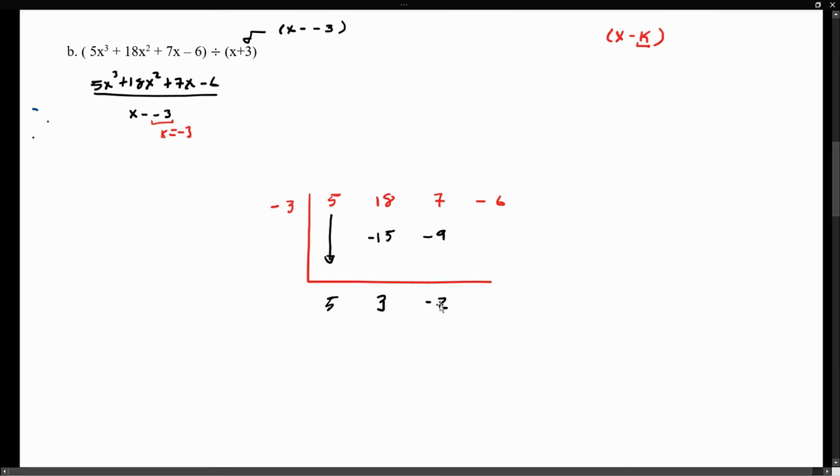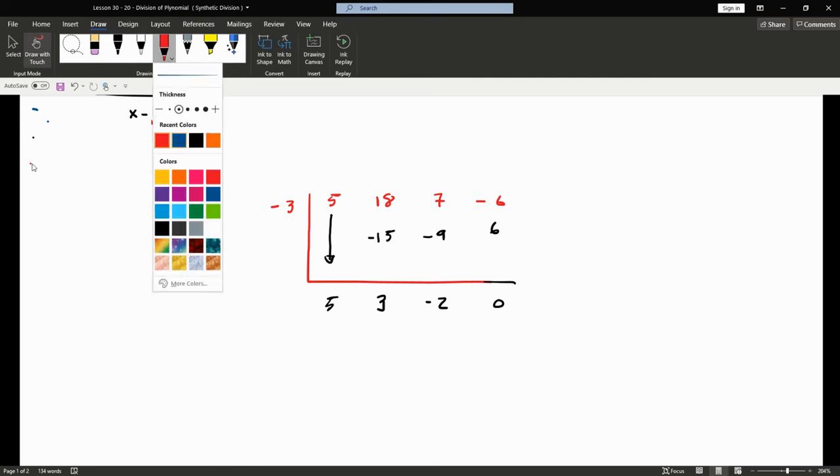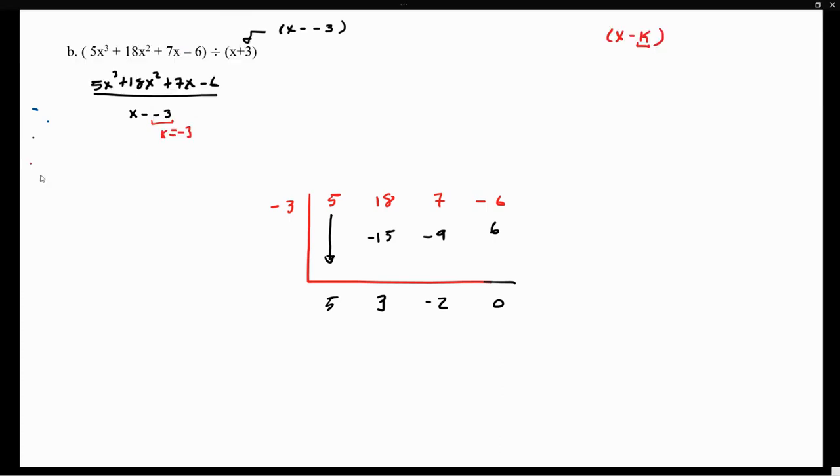And we do it one more time. Negative 2 times negative 3 is positive 6. So let's write it out here. Positive 6. We combine, we get 0. And remember that the last value that we always get in our synthetic division is the remainder. So let's just indicate that. This is my remainder. We have a remainder of 0. And if the remainder is equivalent to 0, then that indicates that the expression x plus 3 is a factor.